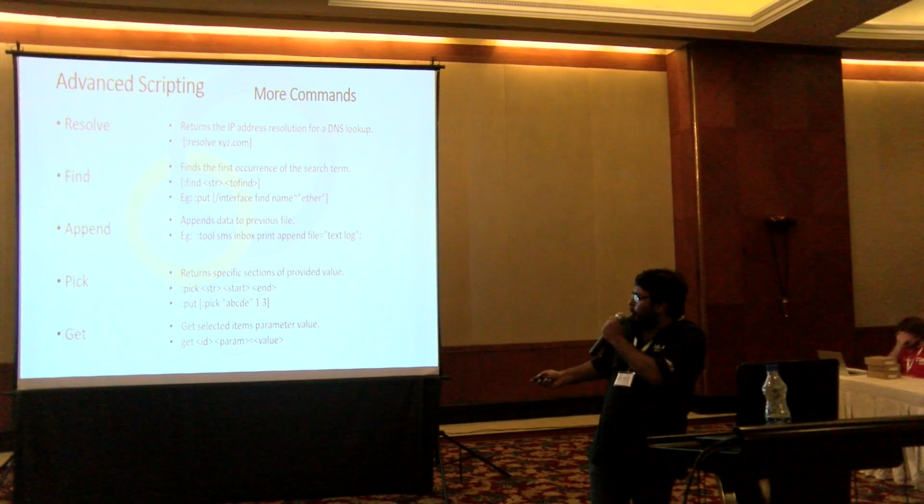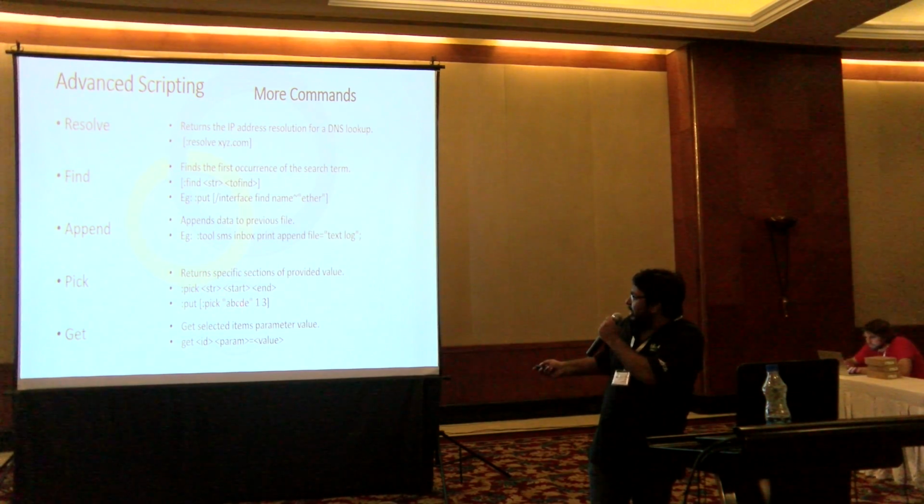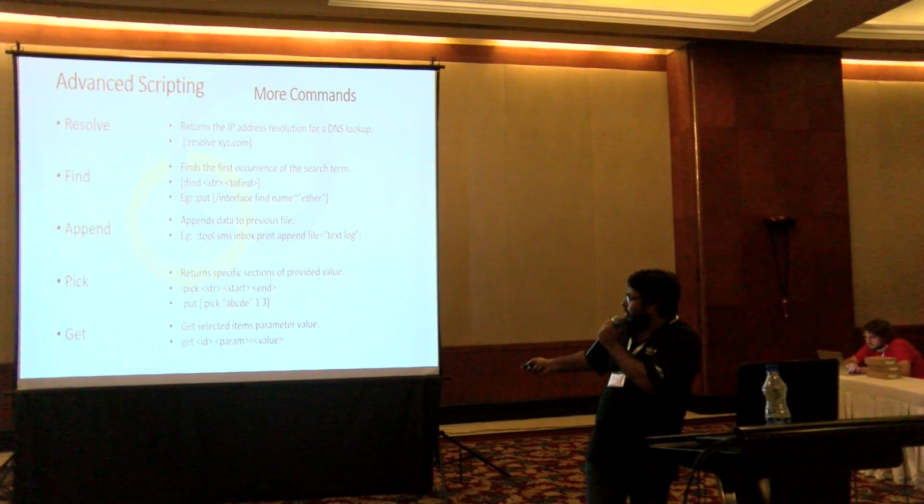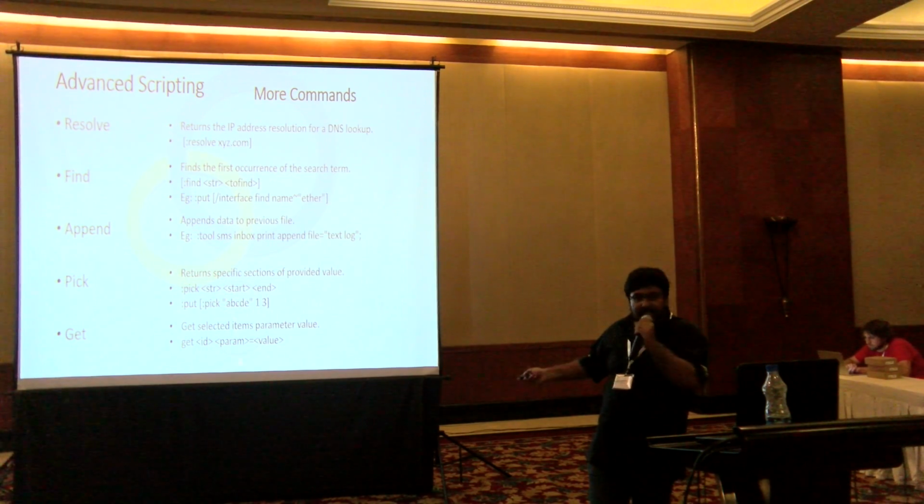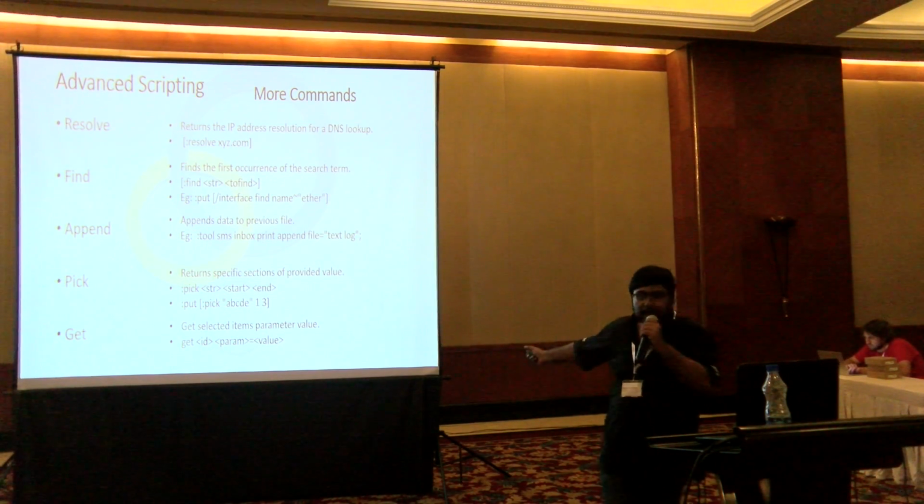So if I put pick A, B, C, D, E, then 1 and 3, then it will start from the first one. That means it will pick A, then go to the third one. That means it will pick A, B, and C, and leave out D and E.